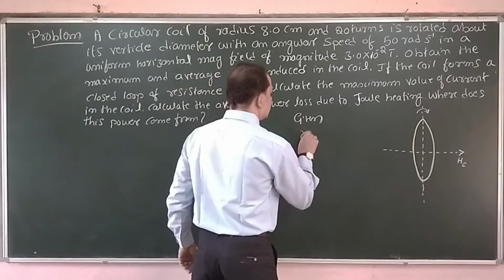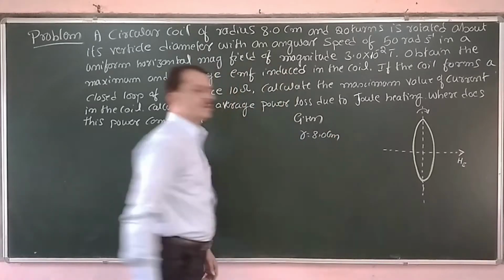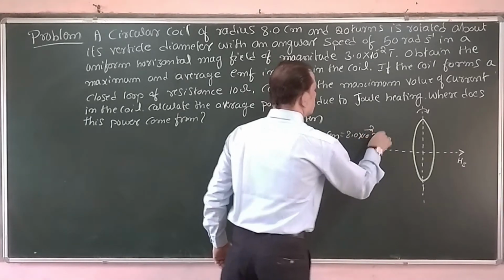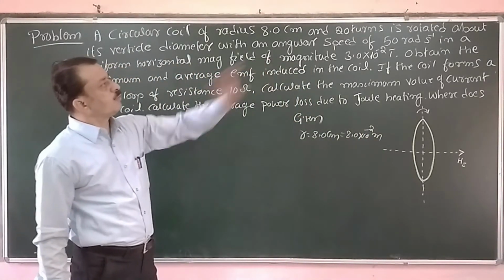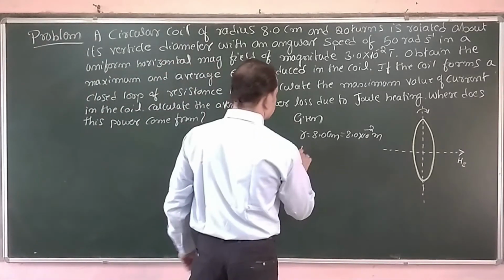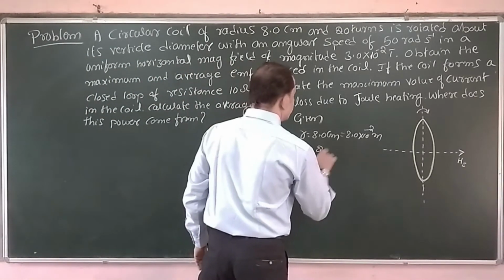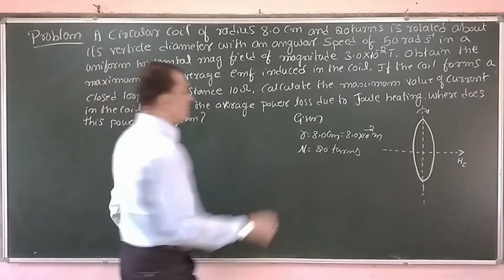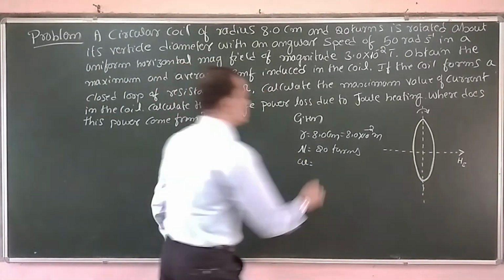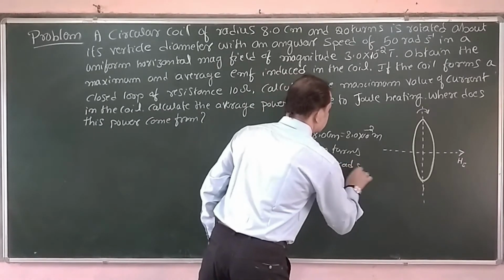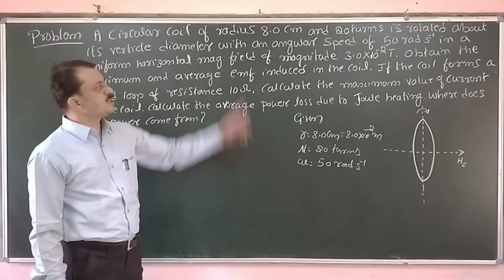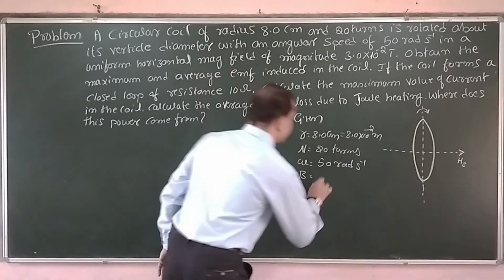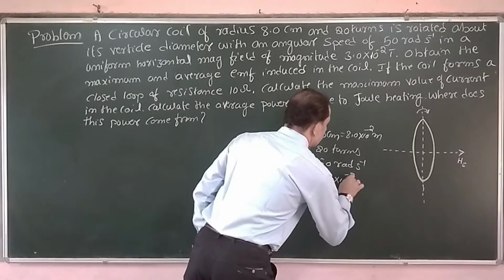Radius is given, r is equal to 8.0 centimeter. It is not in SI unit, therefore it is 8.0 into 10 raised to minus 2 meter. The number of turns, capital N, is 20. Angular speed omega is given, that is 50 radians per second. And the magnitude of the magnetic field is 3.0 into 10 raised to minus 2 Tesla.